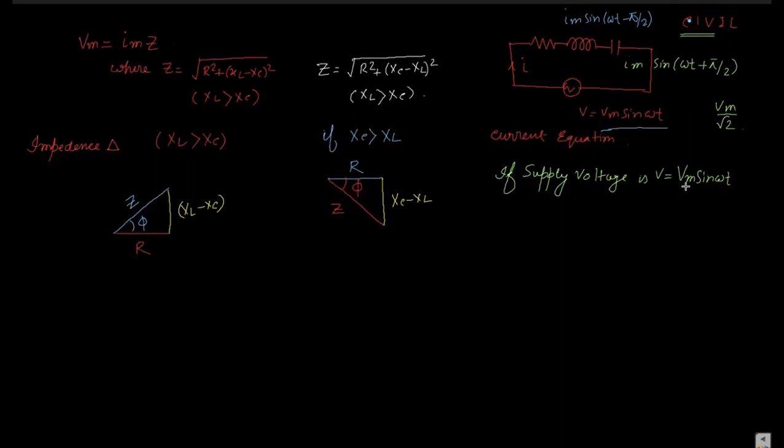So if the supply is V is equal to Vm sin omega t, then I is Im sin omega t plus or minus phi, meaning the current may be sin omega t plus phi, or the current may be sin omega t minus phi.